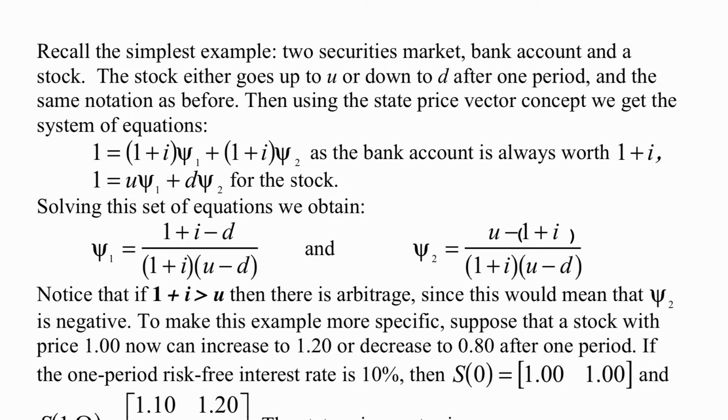Notice that if 1 plus I is greater than U, then there is an arbitrage, since this would mean that psi 2 is negative. And by the way, that's one of the simplest ways to tell if the market is not arbitrage free. If you try to solve for the prices of Arrow-Debreu securities and you get negative values, that means that the market allows arbitrage.